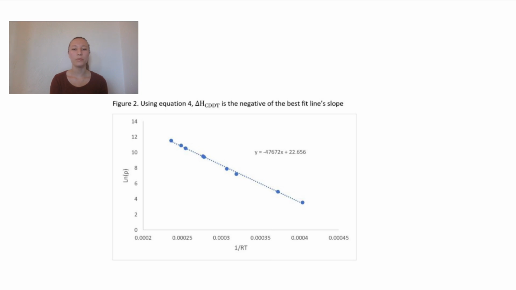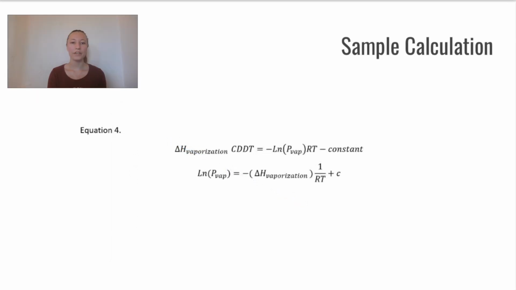Provided the vaporization pressure P and temperature T for COT, equation 4 can be used to determine delta H of COT in table 5. This data was not collected during our experiment, but the values used were measured experimentally, not computationally. For this, delta H of COT is 47,672 joules per mole. Values for P, R, and T are known, and C is a constant. The slope of the graph is equivalent to the negative value of delta H of COT.